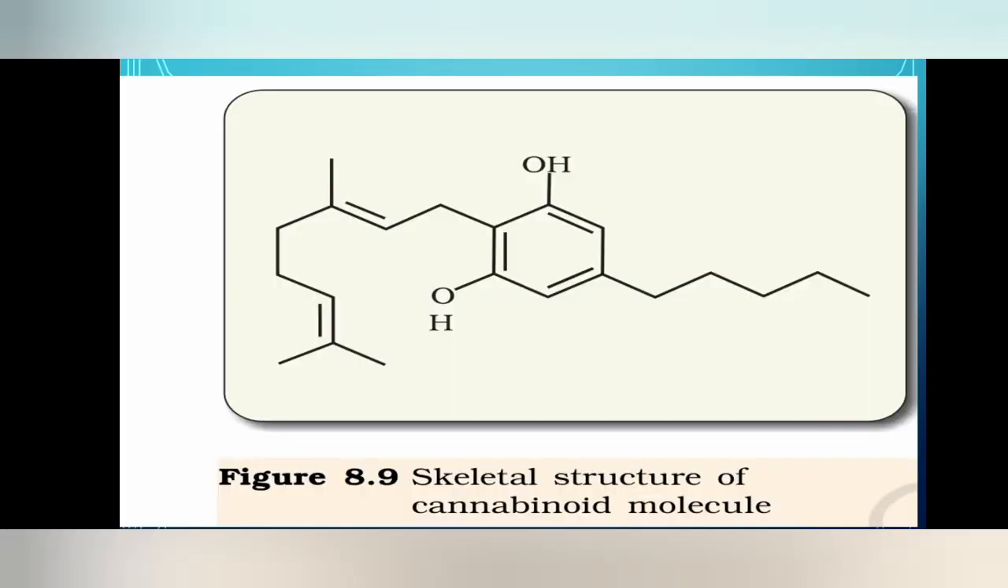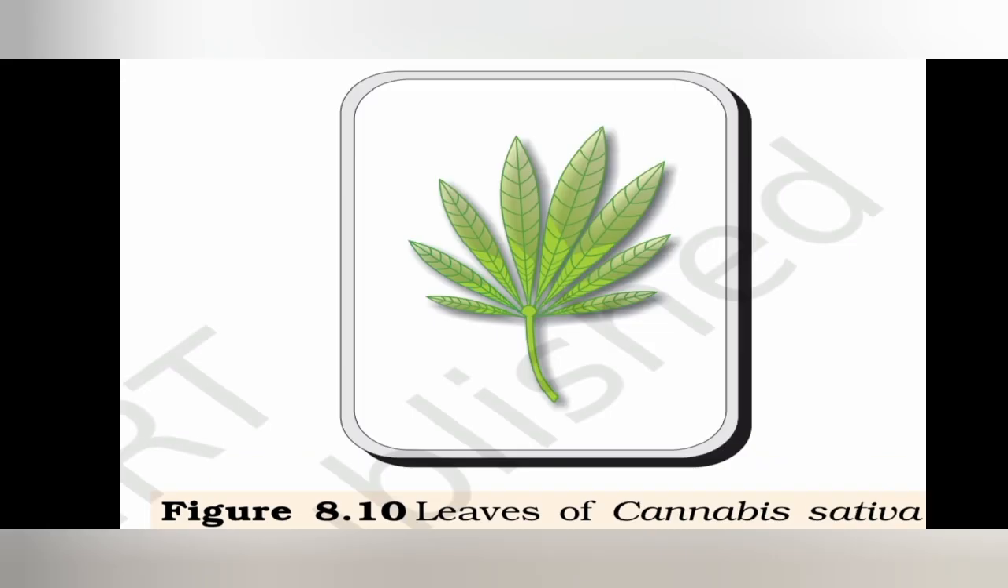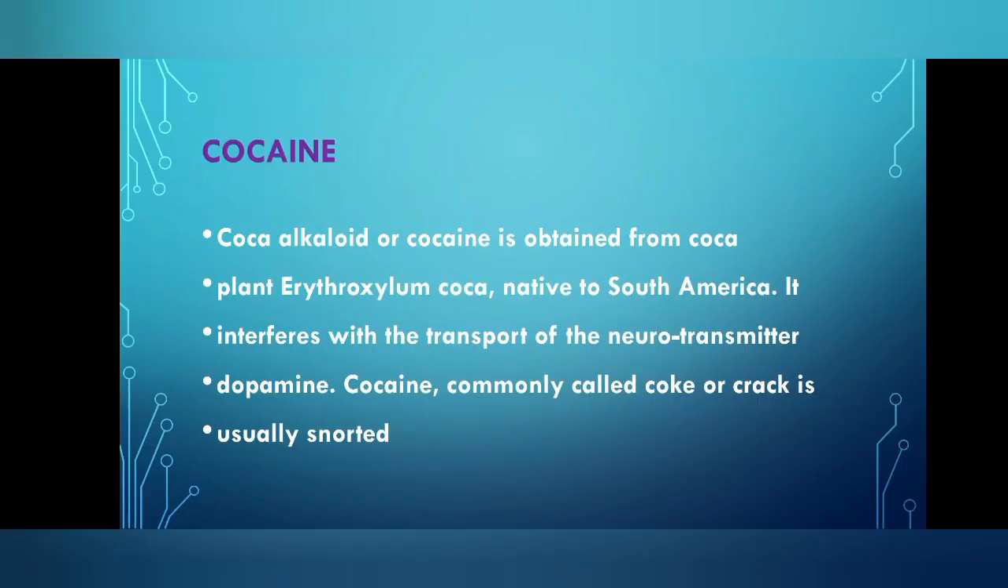This is the skeletal structure of cannabinoid molecules. In this structure, OH groups are attached to the rings, and this is the leaves of Cannabis sativa. After cannabinoids, we talk about another drug, that is cocaine. Coca alkaloid or cocaine is obtained from the coca plant Erythroxylum coca, native to South America. It interferes with the transport of the neurotransmitter dopamine. Cocaine, commonly called coke or crack, is usually snorted.